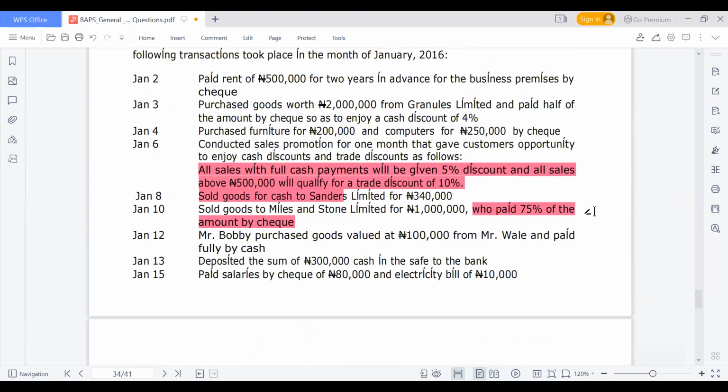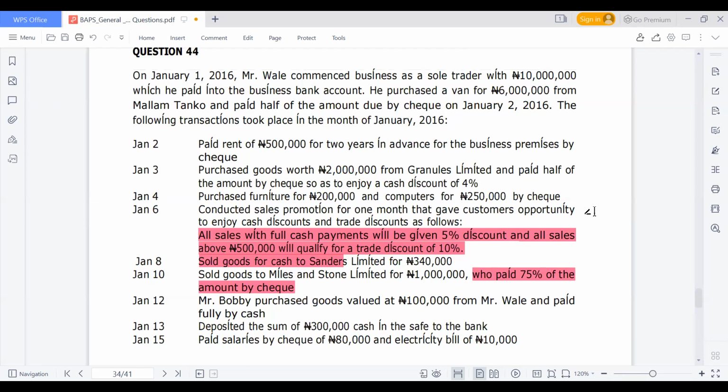All right. So now let's start with this question. On January 1, 2016, Mr. Wally commenced a business as a sole trader with 10 million naira, which he had paid into the business bank account. He purchased a van of 6 million from Malam Tanko, and paid half of the amount due by check on January 2. The following transactions took place in the month of January 2016.